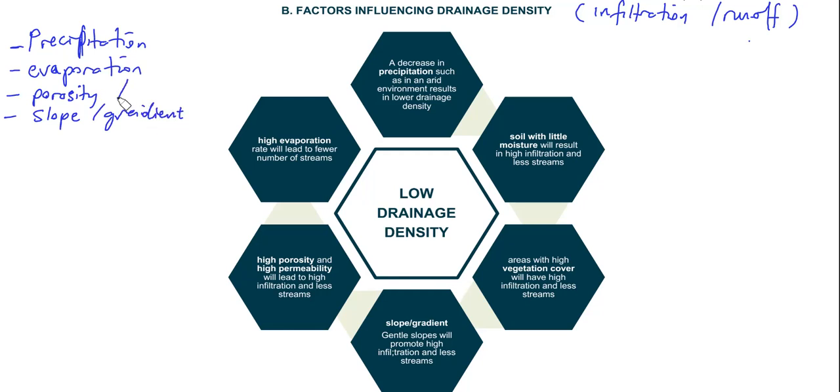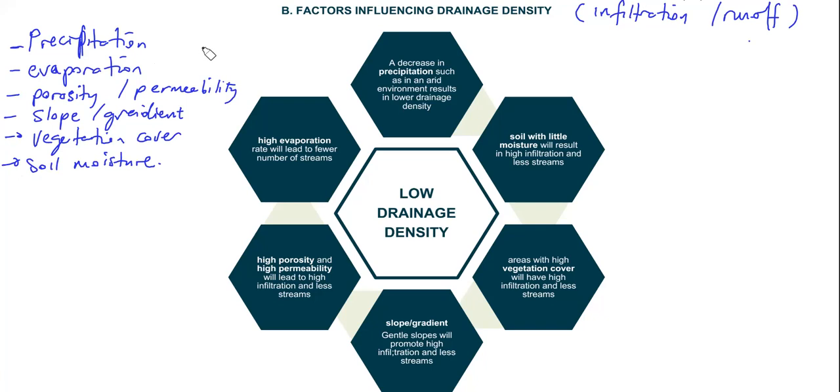So porosity, we can also just talk of permeability here, but I did explain everything in what is called Geomorphology 1. Then you also talk of vegetation cover. Then we talk of soil moisture. Now, you need to understand how each of these affects drainage density.